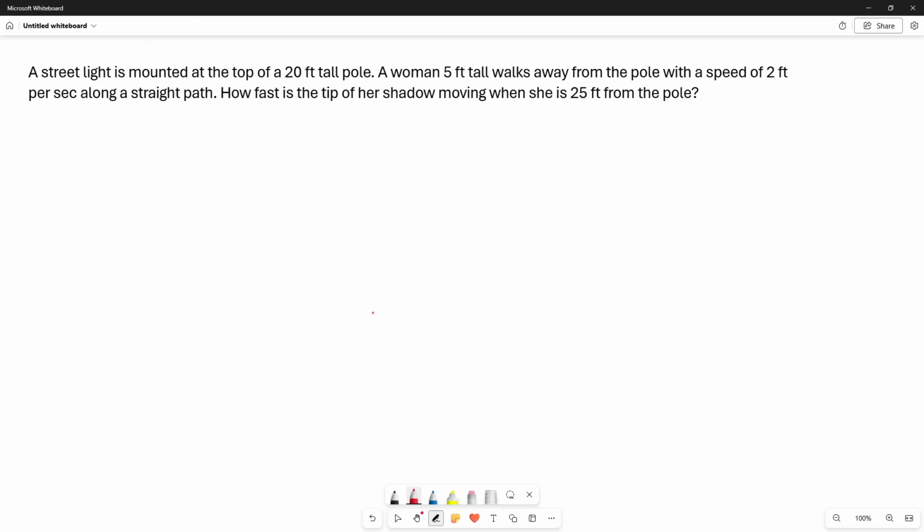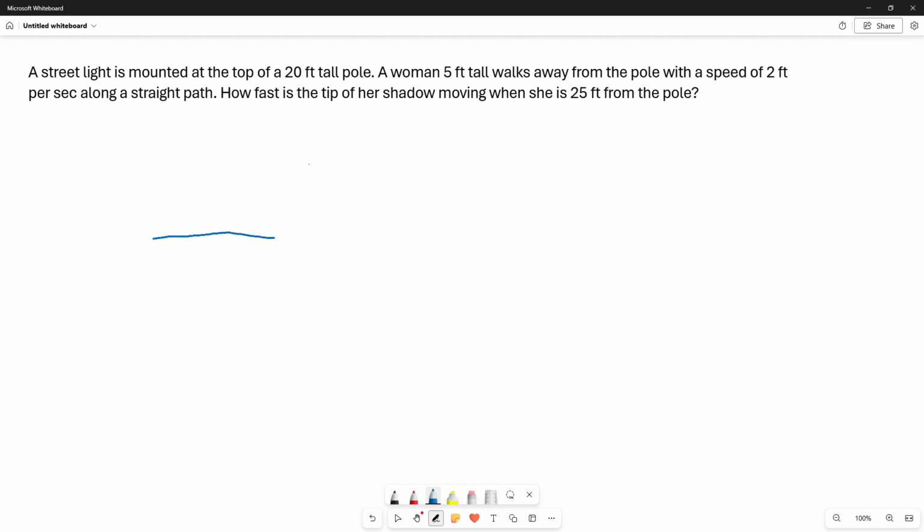A street light is mounted at the top of a 20-foot tall pole. A woman 5 feet tall walks away from the pole with a speed of 2 feet per second along a straight path. How fast is the tip of her shadow moving when she is 25 feet from the pole?